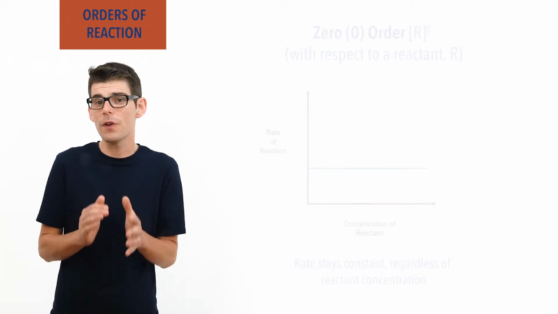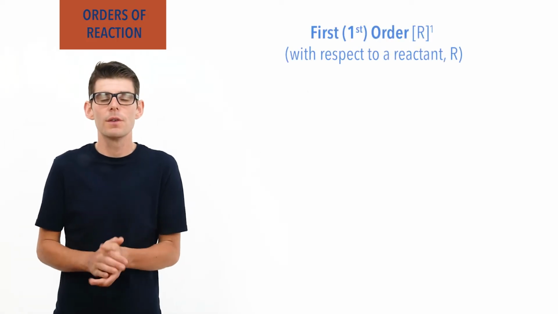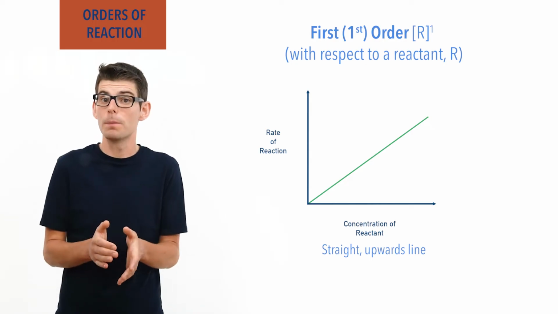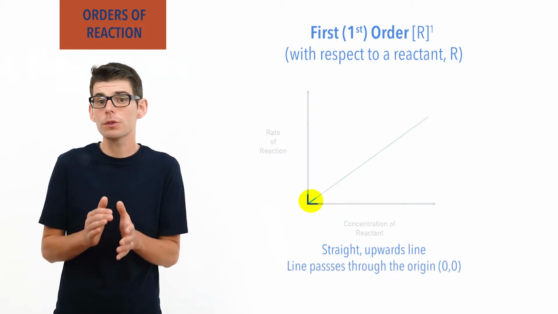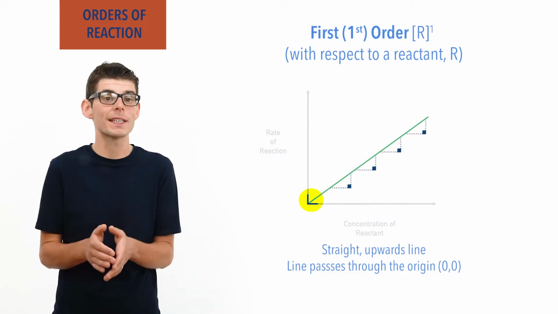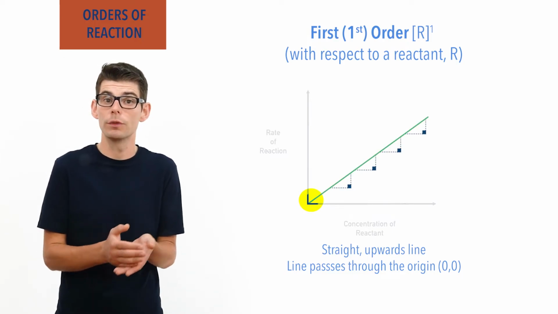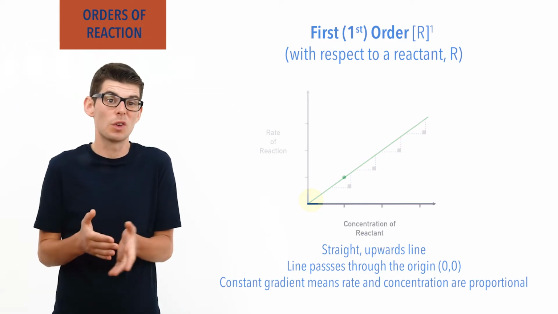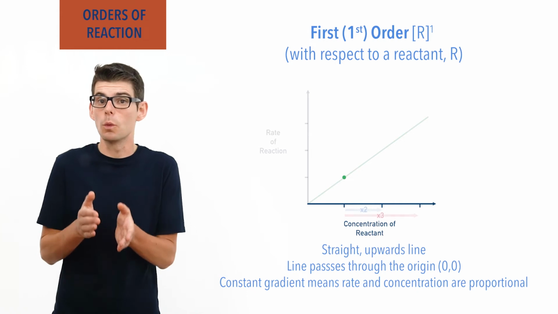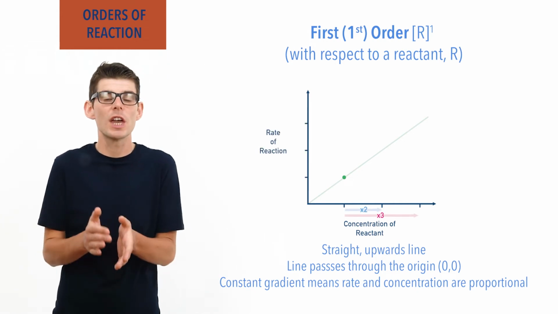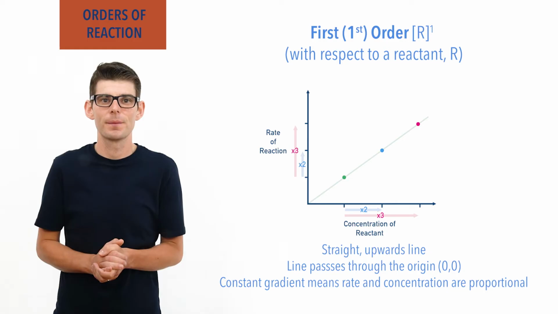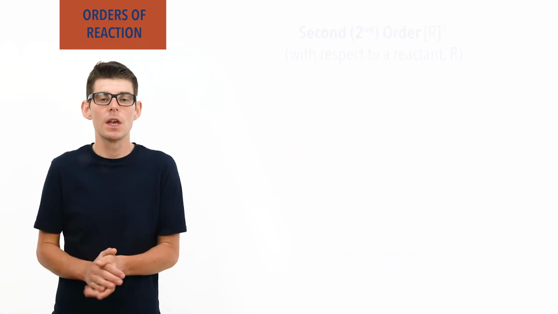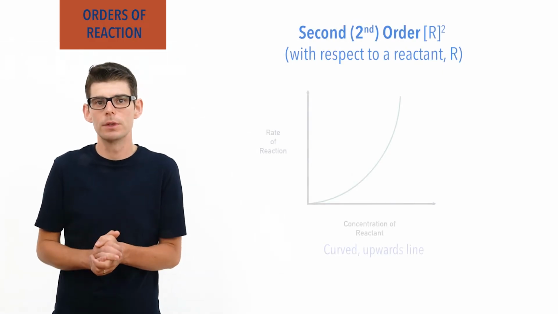When the reaction is first order with respect to the reactant, the graph shows a straight line with a positive gradient. The graph will pass through the origin, and the constant gradient shows that the rate is directly proportional to the concentration of the reactant. As in, whatever factor the x-axis value, concentration, changes by, the y-axis value, rate of reaction, changes by the same factor. When the reaction is second order with respect to the reactant, the graph shows a curved line upwards.